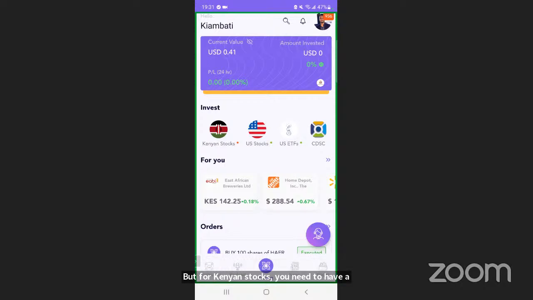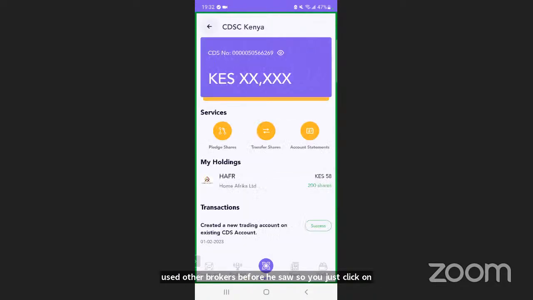If you already have one, maybe you used other brokers before Hisa, you just click on CDSC, click on that button, and then you can connect your account. For me, as you can see, I already have a CDS account, so there's no need. I've already done the process. That's why mine appears like this. So you can connect the account.